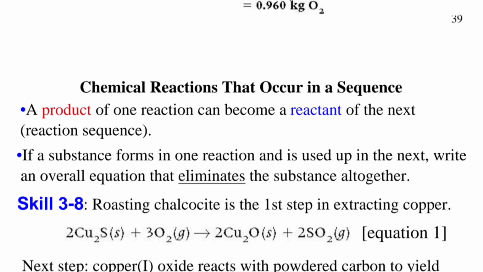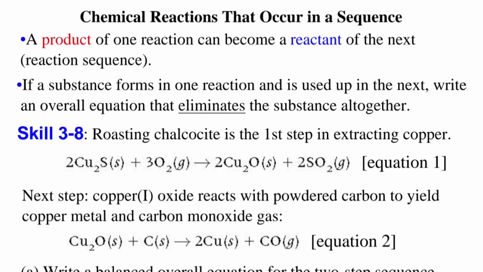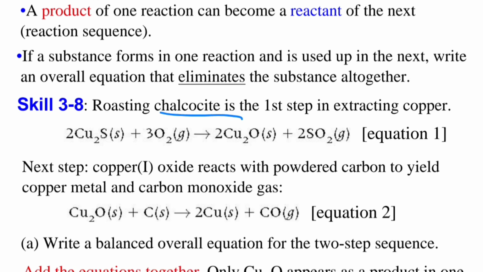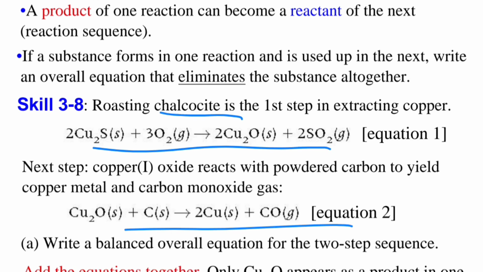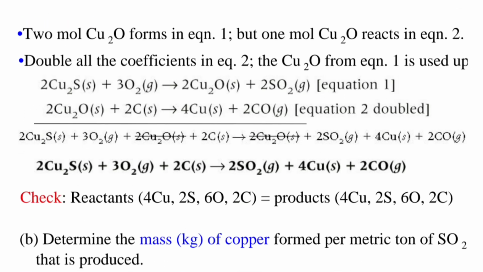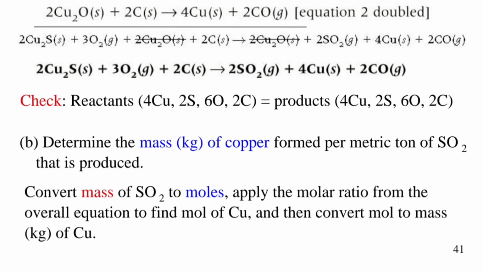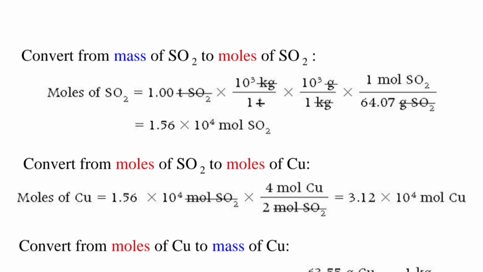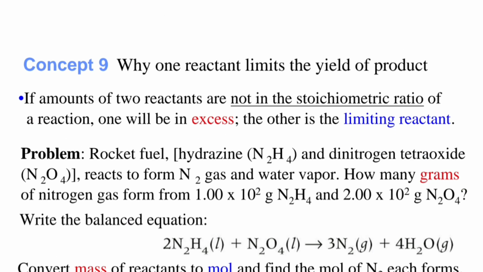Chemical reactions that occur in sequences. Here is roasting chalcocite, the first equation here, and the second equation here. We will write the balanced chemical equation. This is a balanced equation. Determine the mass of copper per metric ton, in higher values in tons.